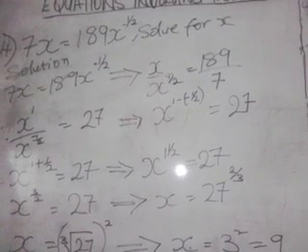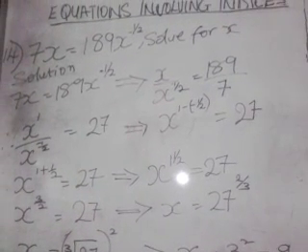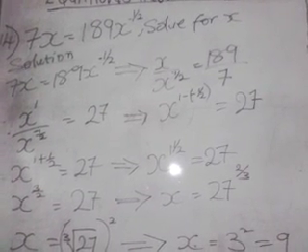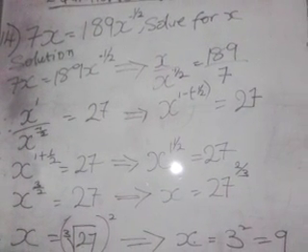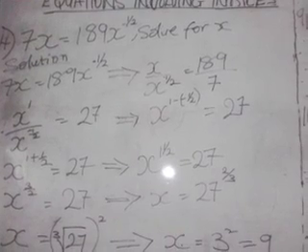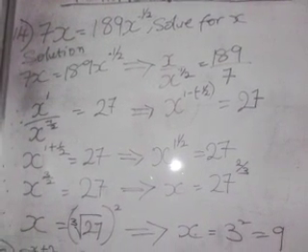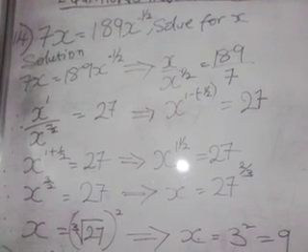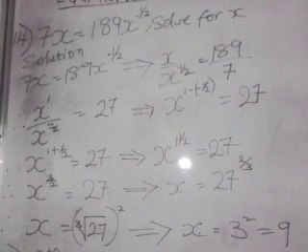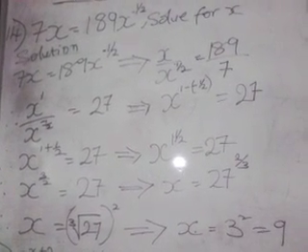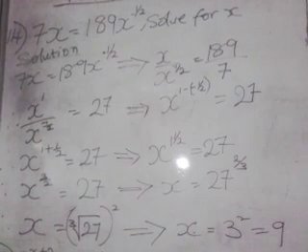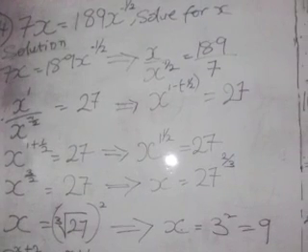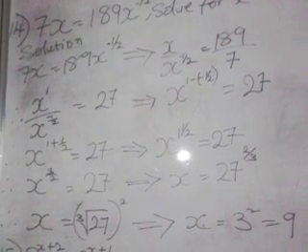Then we now have x raised to the power 1, because over means division. x raised to the power 1 divided by x raised to the power minus half equal to 189 divided by 7, which gives us 27. So we now have x raised to the power 1 minus half, because division is subtraction. x raised to the power 1 minus half equal to 27.